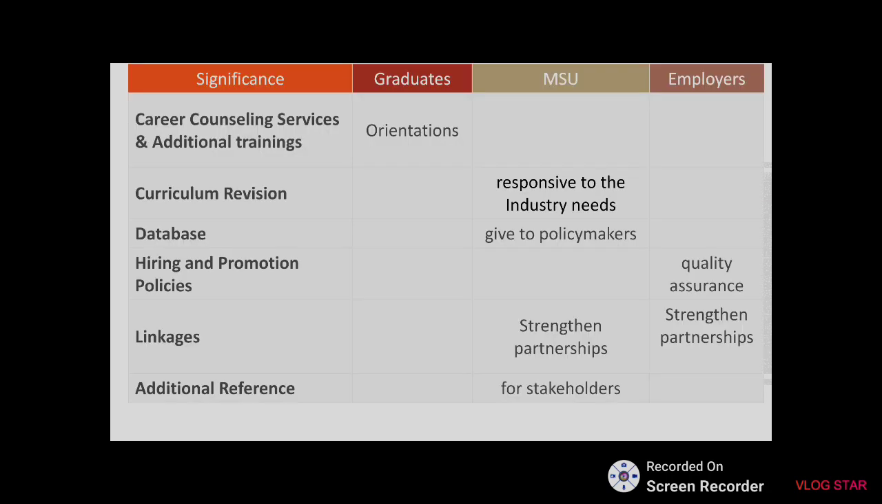Next, I also presented in my slide the significance of the study, why this should really be approved, or why this study was approved in the first place. So I rated here the significance, and of course the graduates, how it will be significant for them, for the university itself in the third column, and of course for the employers. So again, the idea is to persuade your panel to approve your research proposal.